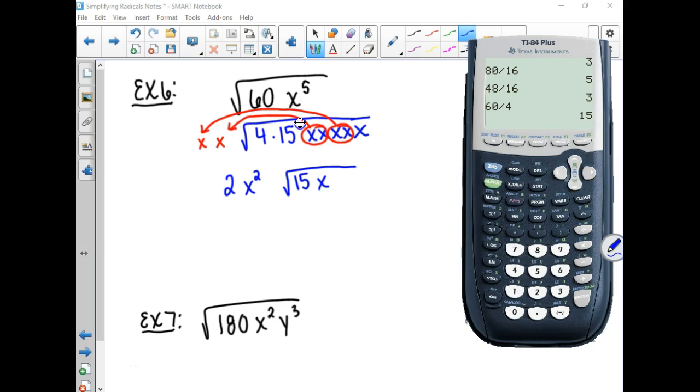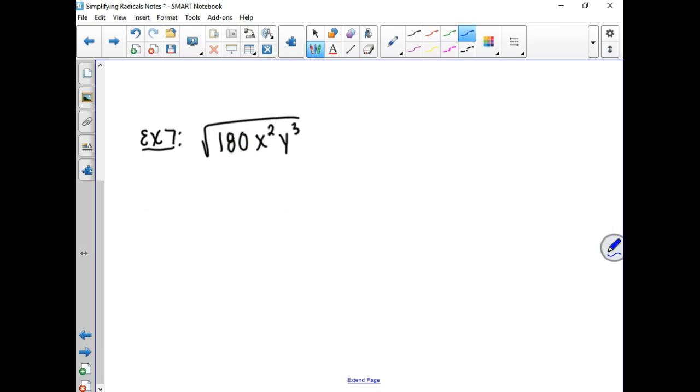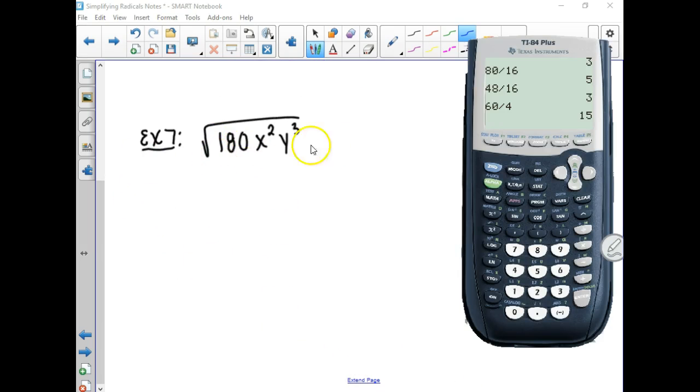The reason that this works like this is because if we take the square root of x squared, we get x. So both of these are x squared, and we're taking the square root of them, which gives us x. So let's look at example 7. Example 7, we have a couple different variables here.